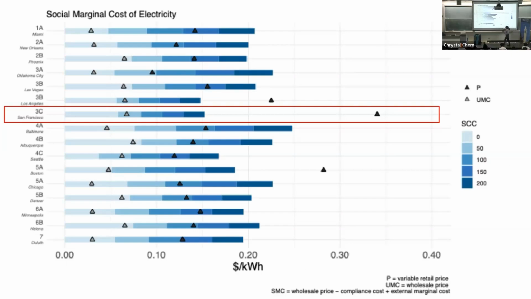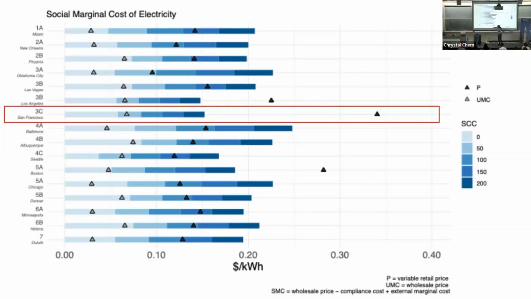So there's a few things I want. These little triangles here, this is that wholesale price I talked about, right? This is the average cost to your utility of going to the wholesale electricity market and purchasing electricity on your behalf. The black triangles are your price. That's what you pay. And so you'll see I've circled in red, or put a red box around San Francisco. We're number one, and not in a good way, in terms of electricity retail prices being way above the wholesale price. What are these crazy blue lines?